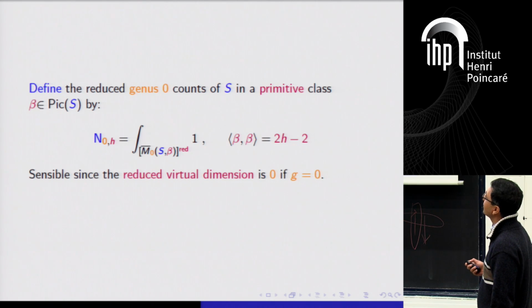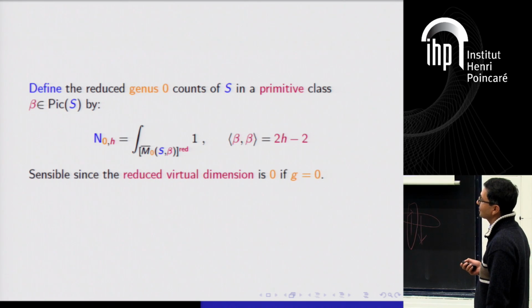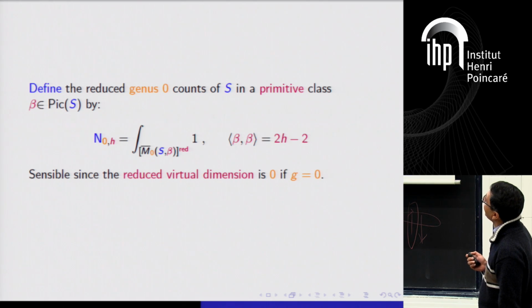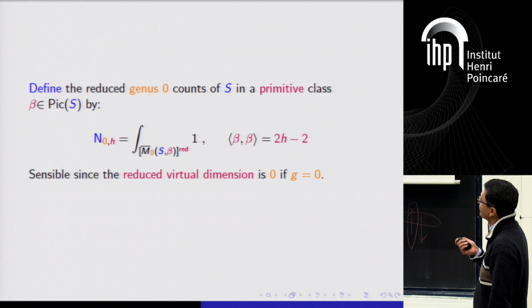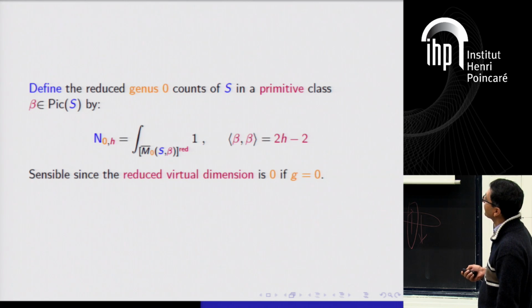And this is the definition of the count. It's kind of a fancy definition because it depended on all this development at the end of the 20th century. But if I take any class on the K3 surface that has this self-intersection 2h minus 2, I define a number, which is the number of genus 0 curves in this class. And this is some intersection product in algebraic geometry. But anyway, this is the number. So we start here.